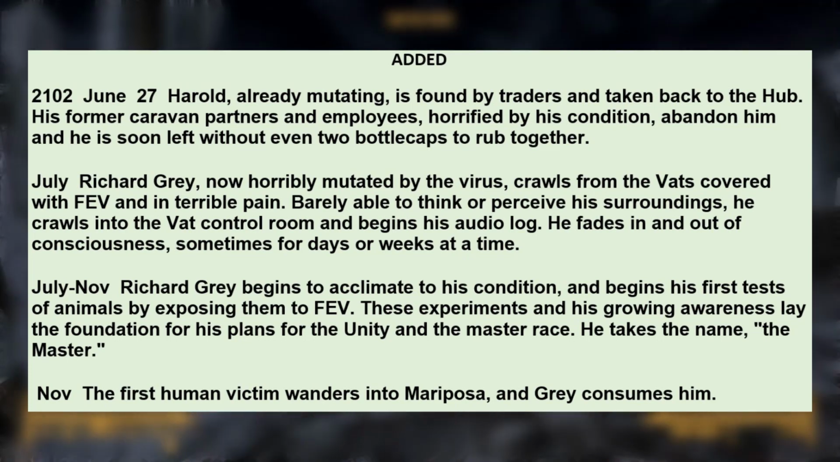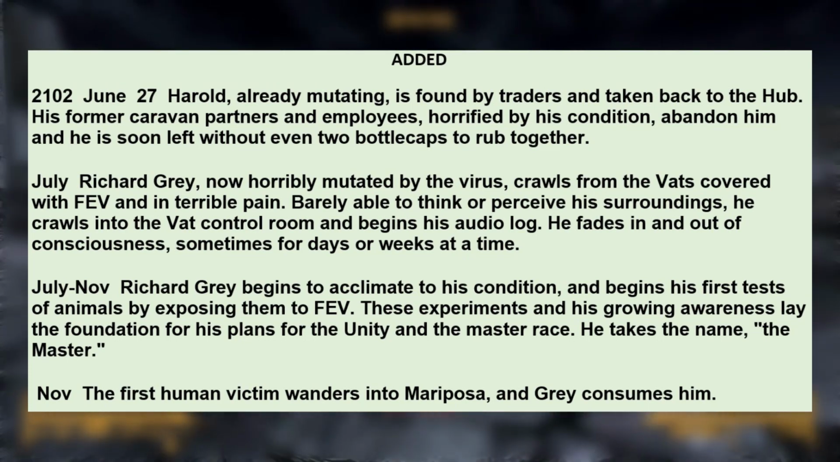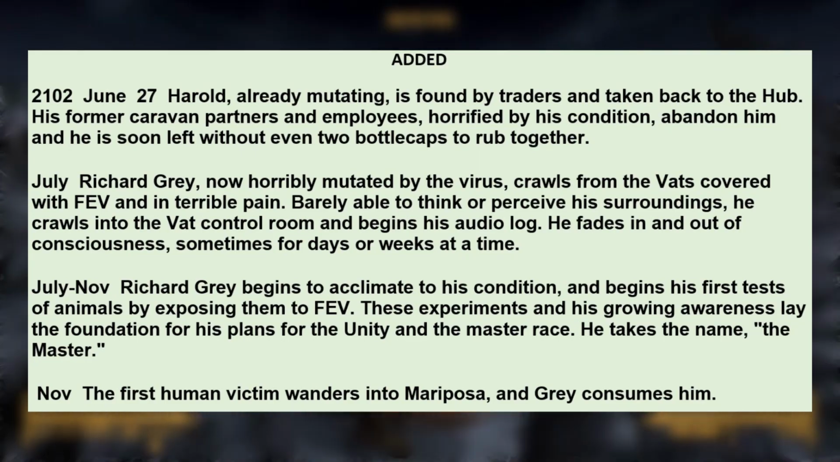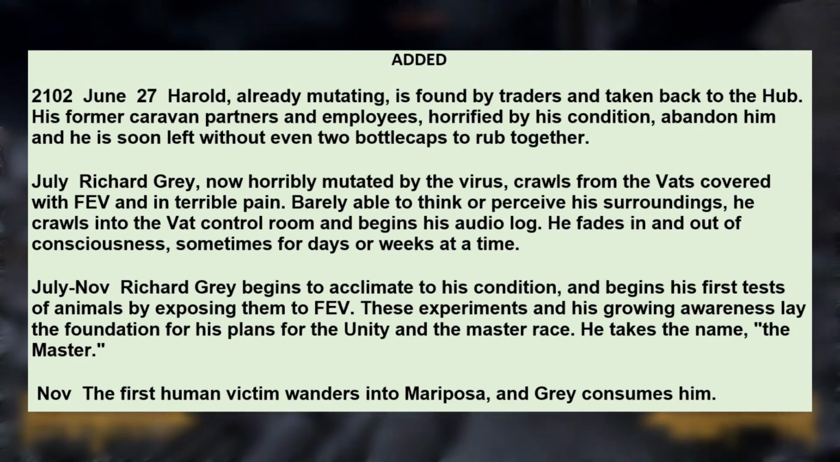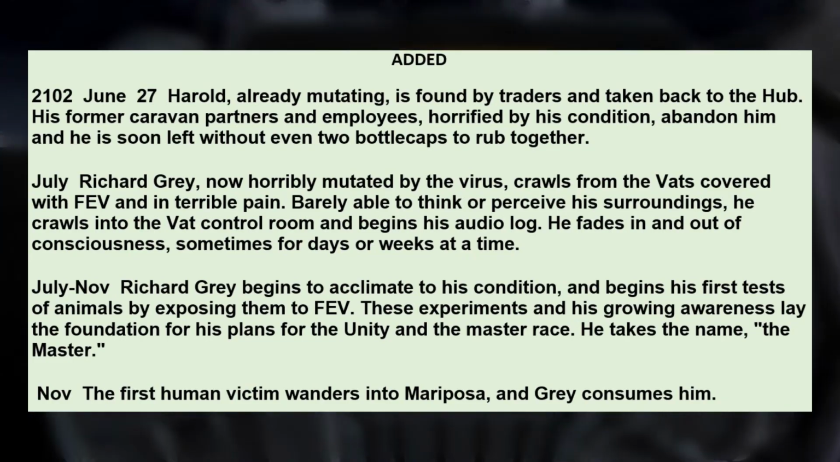July. Richard Gray, now horribly mutated by the virus, crawls from the vats covered with FEV and in terrible pain. Barely able to think or perceive his surroundings, he crawls into the vat control room and begins his audio log. He fades in and out of consciousness, sometimes for days or weeks at a time.